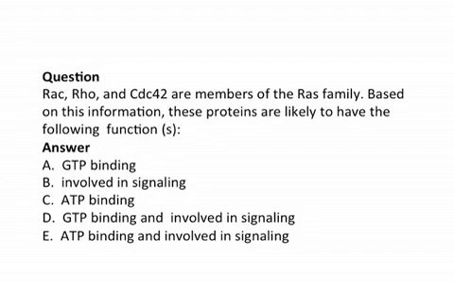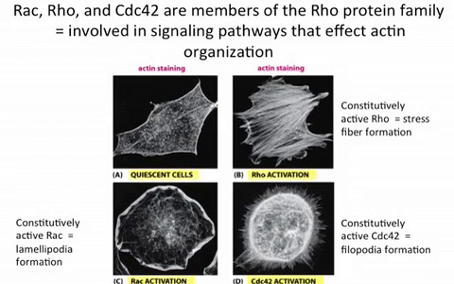Okay. RAC, RHO, and CDC42 are members of the RAS family. Based on this information, these proteins are likely to have the following function. GTP binding? Who said no? Involved in signaling? ATP binding? No, consistently no. So I would say it was probably A and B, maybe? A and B, or D. Really, D. Okay.